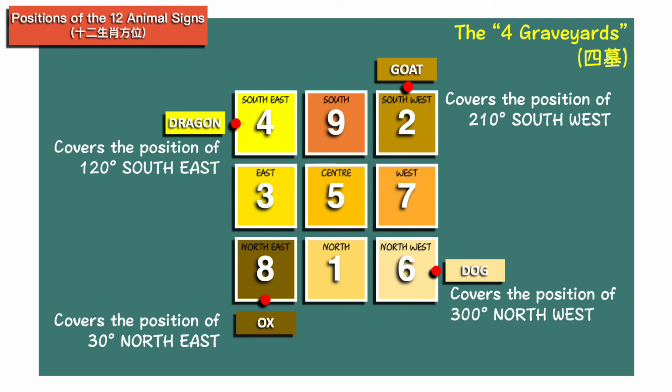Then, the dragon is also at the southeast position, but it covers 120 degrees southeast. The goat covers the position of 210 degrees southwest. The dog covers the position of 300 degrees northwest, and the ox covers the position of 30 degrees northeast.